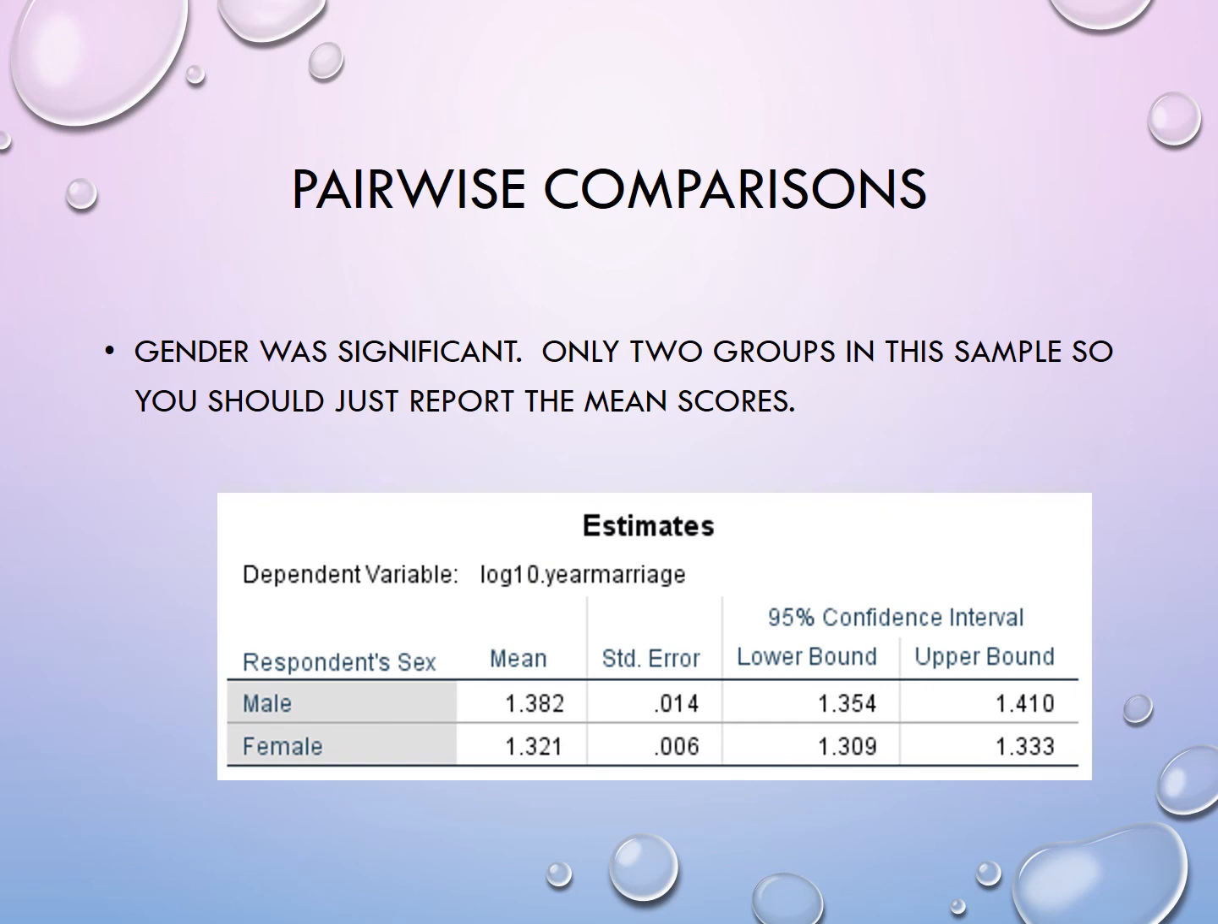And this is the other thing that you can get in a pairwise comparison. So this is if you have just gender, say the independent variable of gender is significant. And in this sample, we only have 2 groups. So you just can report the mean scores. Yeah, males had higher scores than females. Very small difference, but it's significant according to our analysis. So, okay. 1.38 versus 1.32.